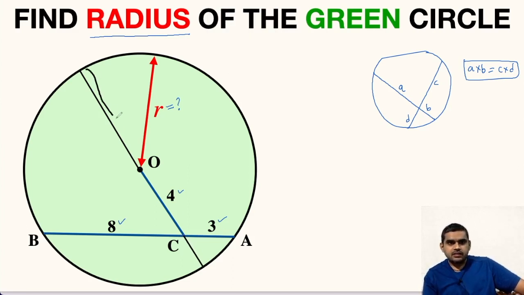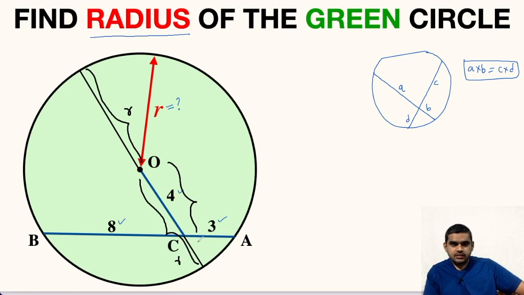So from here to here, this is small r. Also from here to here, this is small r. Now because this distance is already known to us, that is 4 units, the remaining distance will be r minus 4. Let us use this property. So for that, let us name this point as M, this as N, and this is point C.